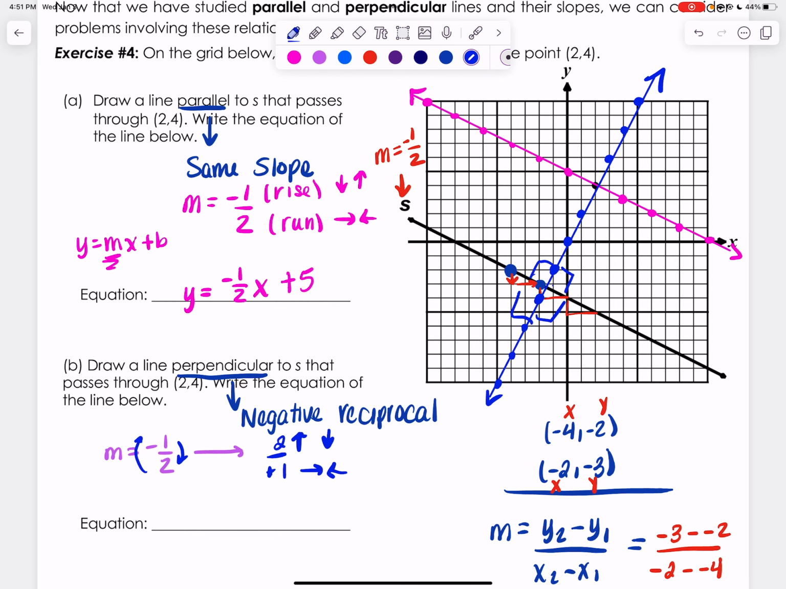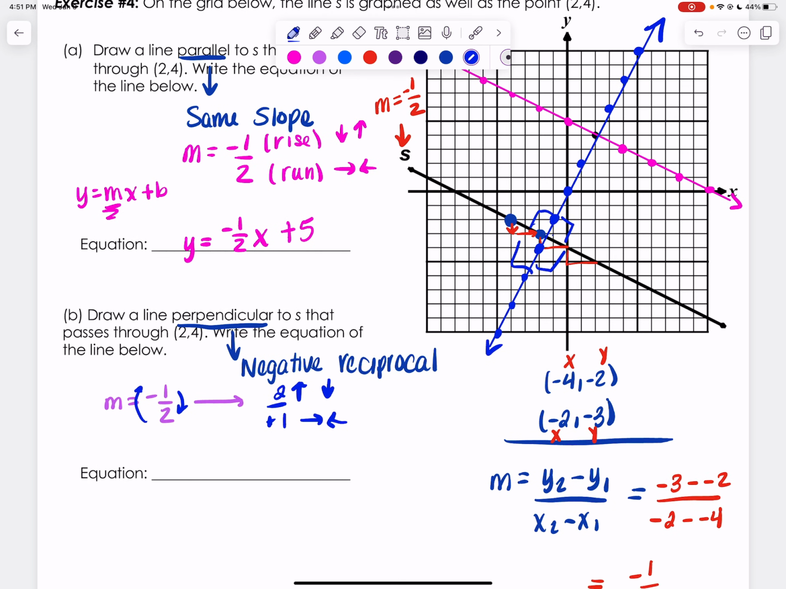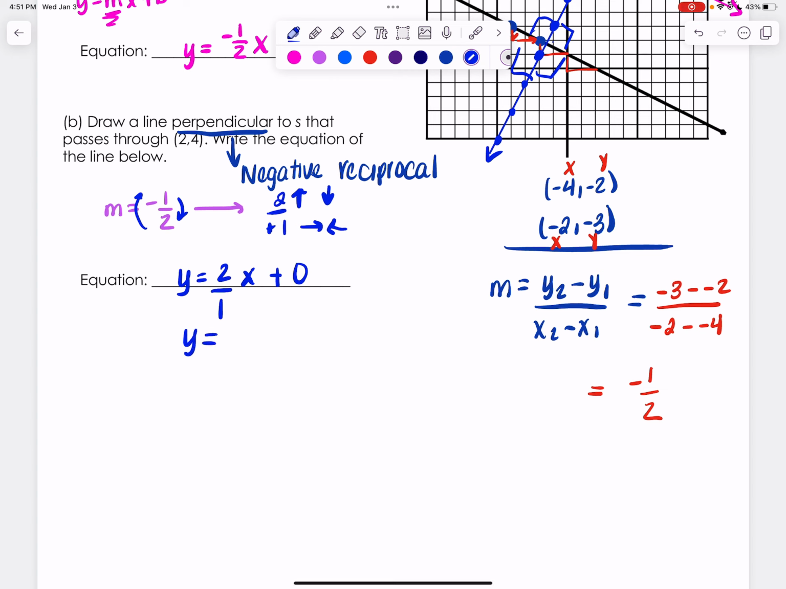So now my equation for this one is going to be the exact same thought process we did before. We know our slope this time. It's 2 over 1. So we can write down y equals 2 over 1 x. And now our y-intercept this time is just going to be 0, because that's where it crosses the y-axis. Now, 2 divided by 1 is just 2. So you can just leave this as y equals 2x plus 0, or you can just leave it as y equals 2x. All of those are totally fine.